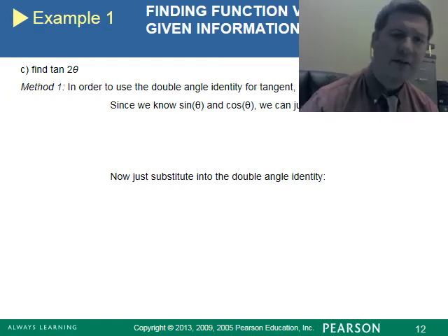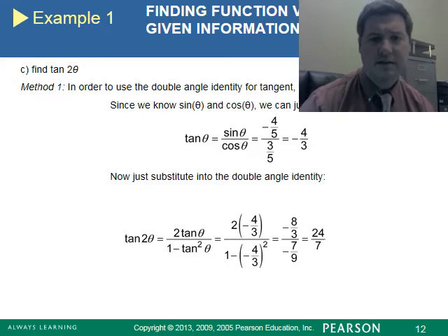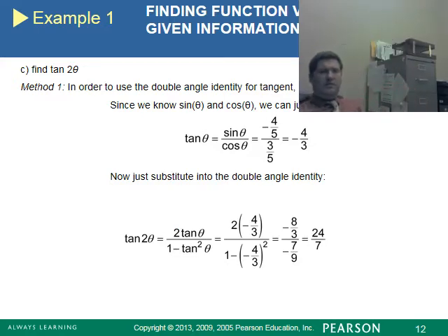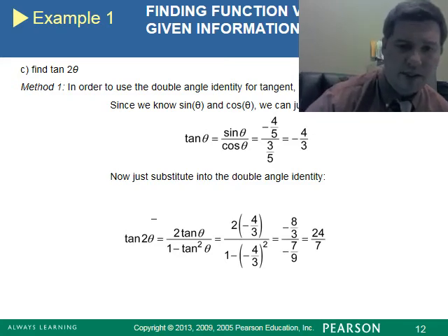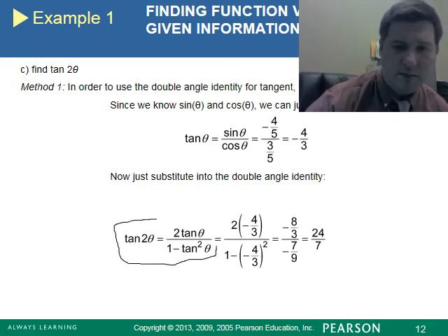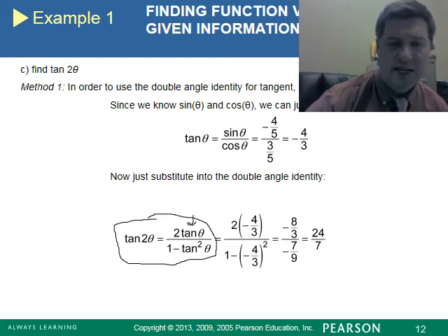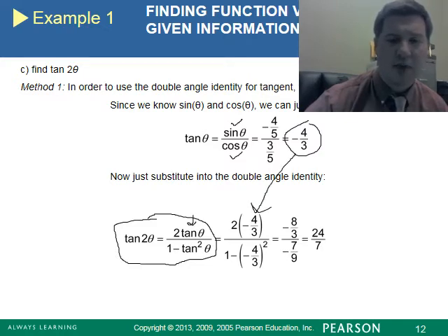To find the tangent of 2 theta, there are a few ways of doing this. The first one is to use the formula, using our new double angle formula. In order to do that, we have to find tangent. And we can do that because we know the sine and the cosine. We spent some time doing that. And since tangent is just the division of those two things, we divide them and we get our -4/3, which we can then plug into this formula.